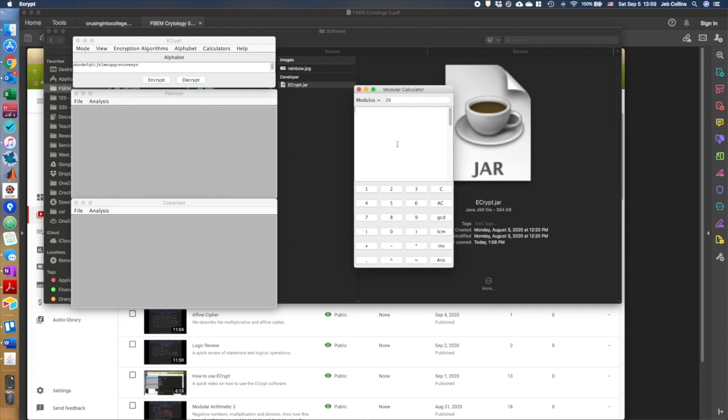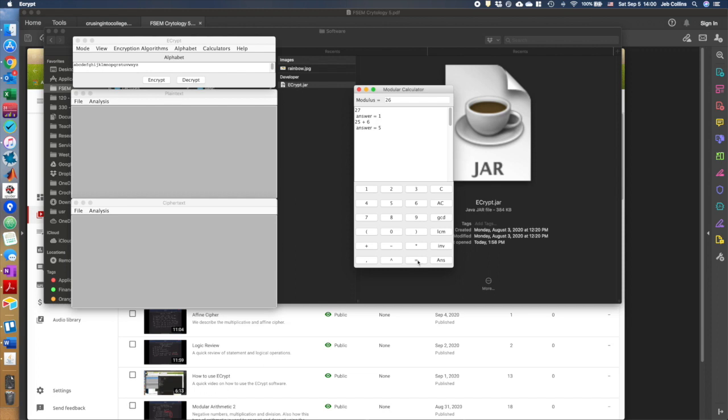For instance, you can ask it, what is 27 mod 26? Well, we can think about that. 27 is one more than 26, so it should be 1. If you type in 27 and hit equals, the answer is 1. What is 25 plus 6? That's going to give me 31. That should be 5 over 26, so that should be a 5.